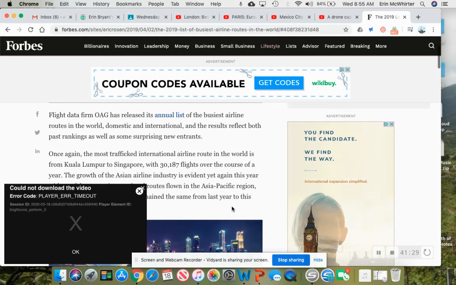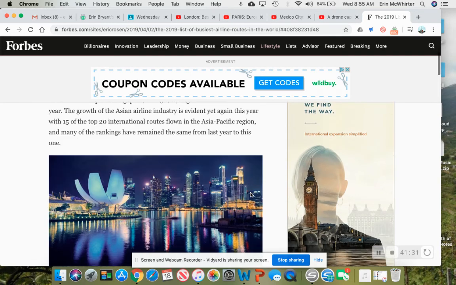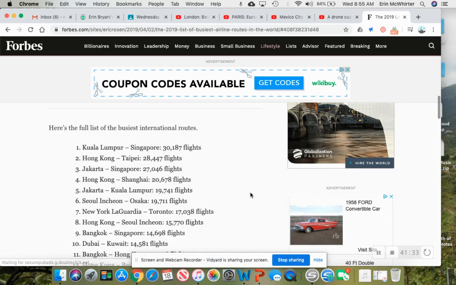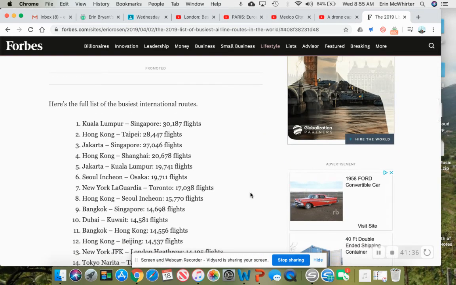So here are the busiest airlines in the world. Number one, Kuala Lumpur and Singapore, about 30,000 flights a year. Hong Kong and Taipei. Taipei is the largest city in Taiwan. We know that Taiwan is right off the coast of mainland China, very close to each other. 28,000 flights a year between those two places. Jakarta is the largest city in Indonesia, which is also very close to Singapore, 27,000 flights.